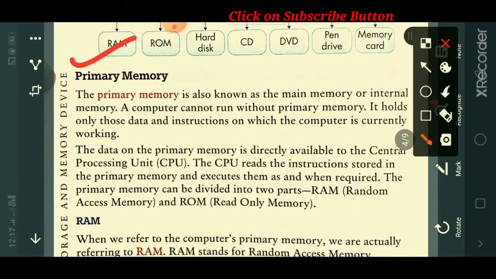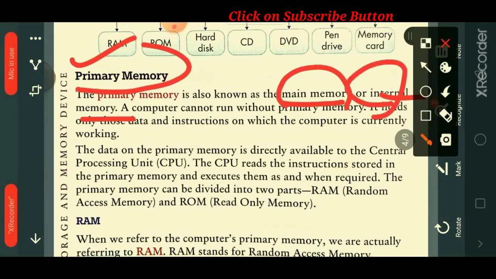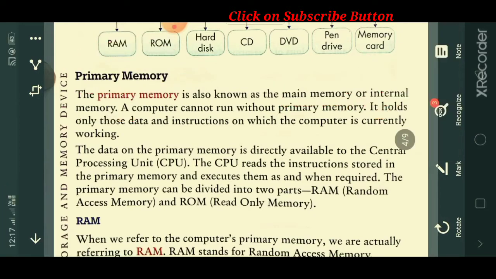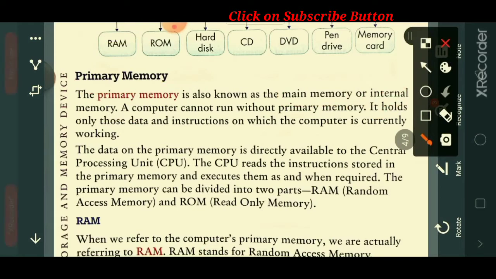The primary memory is also known as the main memory or internal memory. See students, main memory, internal memory and primary memory, these all are same. Our computer cannot run without primary memory. Why our computer cannot run without primary memory? Because our primary memory holds the data and instruction on which the computer is currently working.